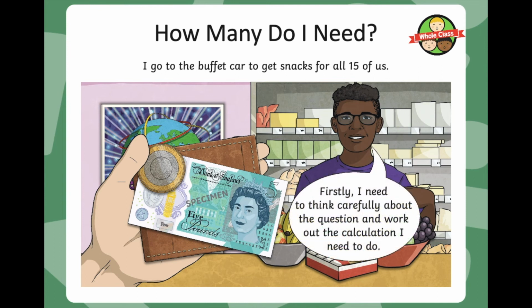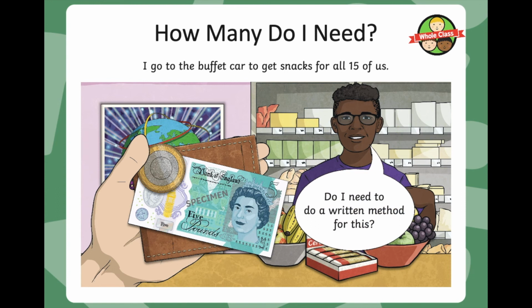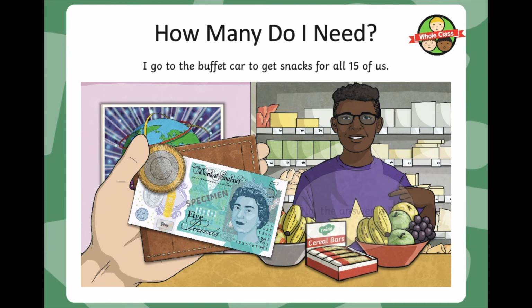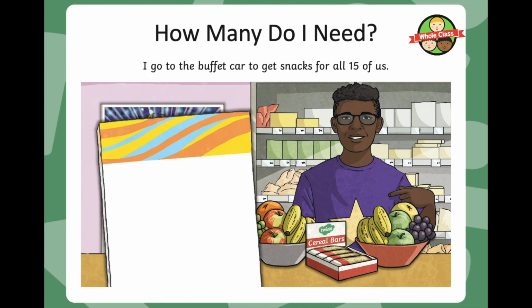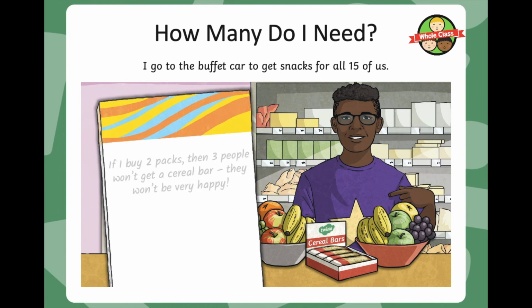Firstly, I need to think carefully about the question, and I work out the calculation I need to do. The question is asking me how many 6s there are in 15. 15 divided by 6. Do I need to do a written method for this? No, the answer is 2 remainder 3. The calculation gives a remainder of 3. What do we do with this?